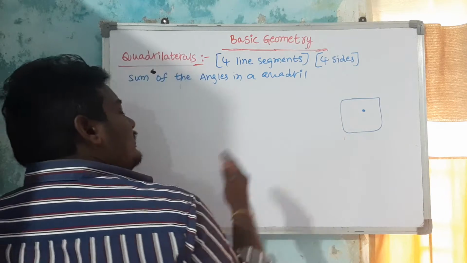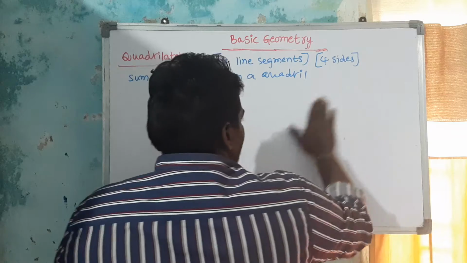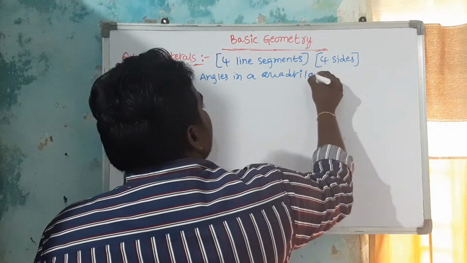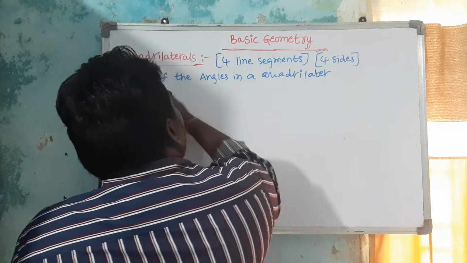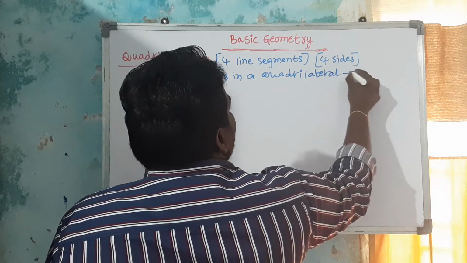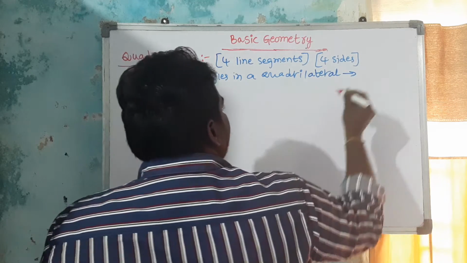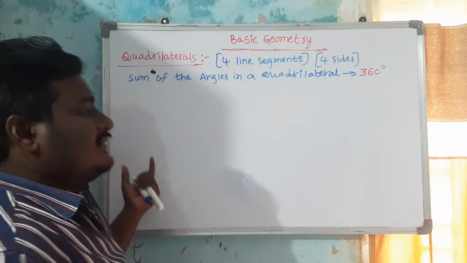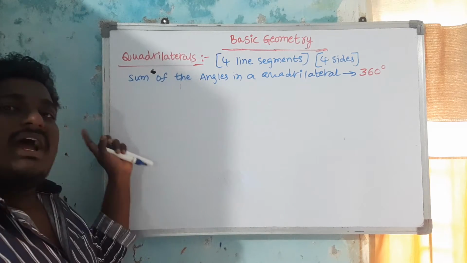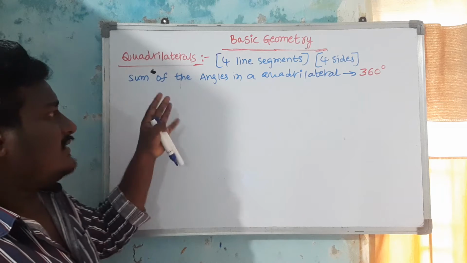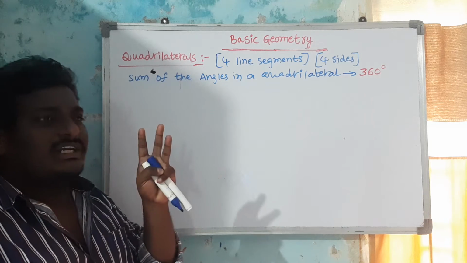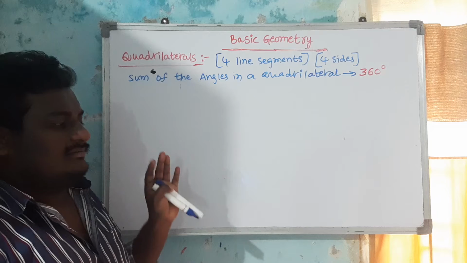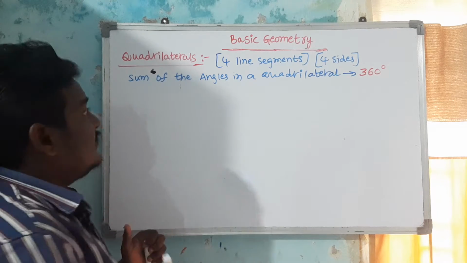Around a point means what? A point contributes 360 degrees. So the sum of the angles in a quadrilateral is 360 degrees. This is the basic point. Based on the sides, there are several types of quadrilaterals. We will discuss only 3; it's enough for you.